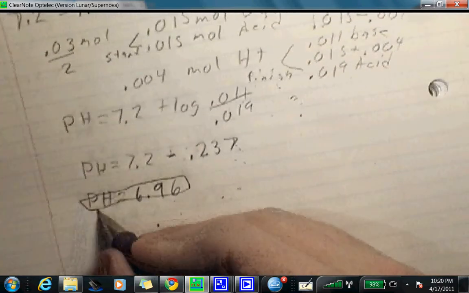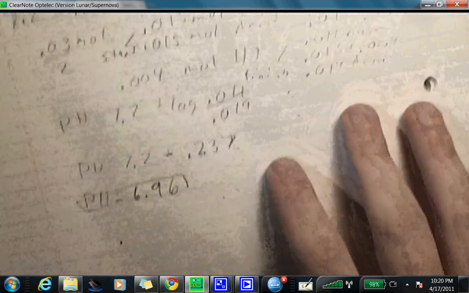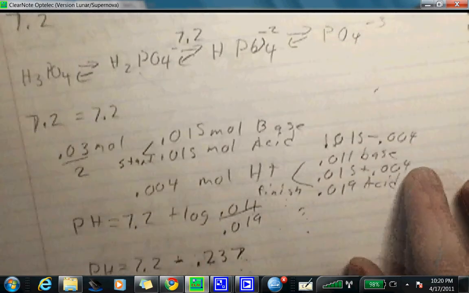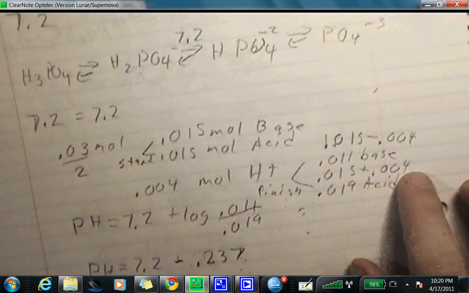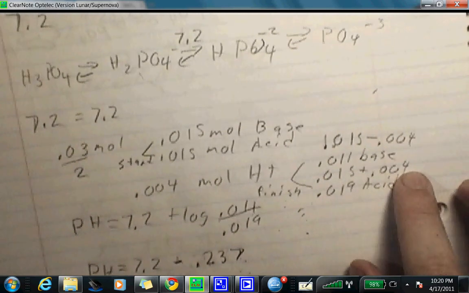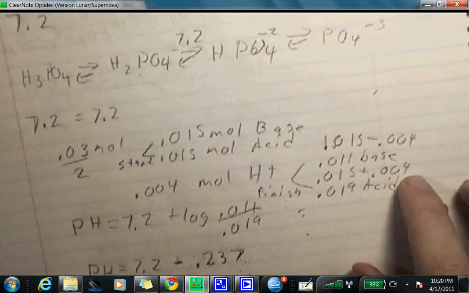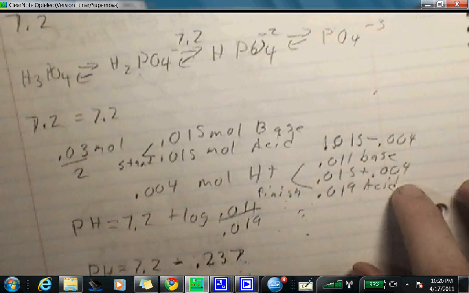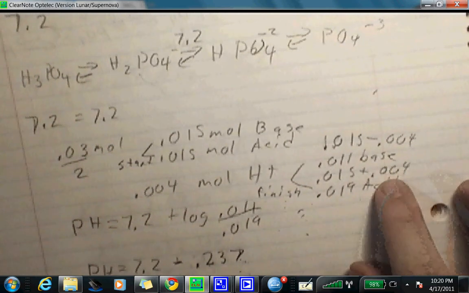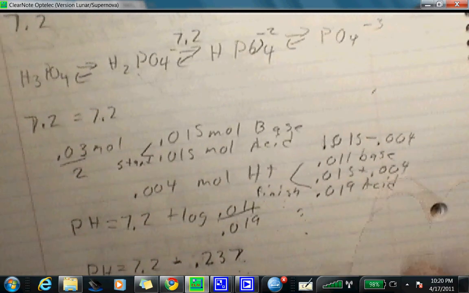To do part B, it's very simple. All you're going to do is that instead of adding this acid to the buffer, you add the amount of acid produced to water. But water only contributes 1 times 10 to the negative 7th. This is times 10 to the negative 3rd. So this is going to be a lot more. So you're just going to take the negative log of this, and that's going to give you your final pH of what happens when your buffer isn't there.